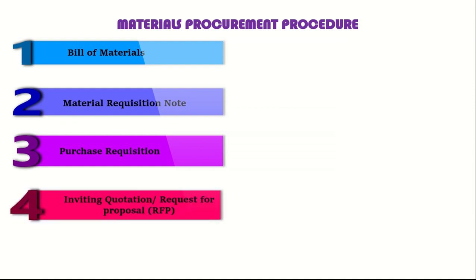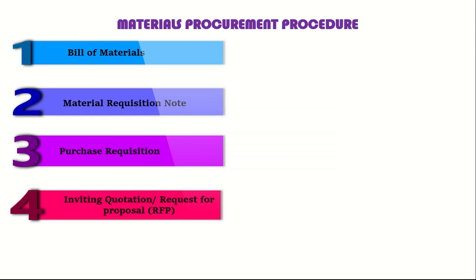4. Inviting quotation/request for proposal, RFP. After receipt of duly authorized purchase requisition from the store department or other departments, the role of the purchase department comes into play. The purchase department in a business house is confronted with the following issues. 1. What to purchase. 2. When to purchase. 3. How much to purchase. 4. From where to purchase. 5. At what price to purchase.